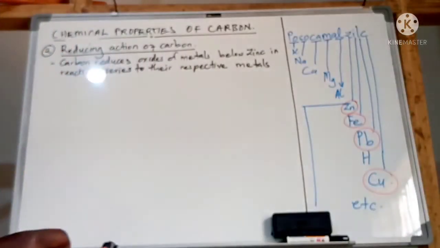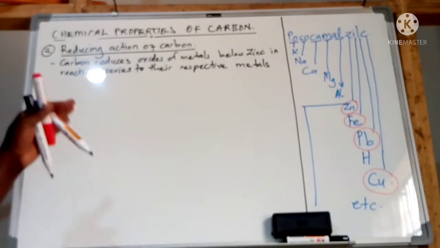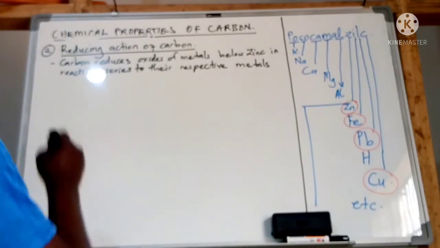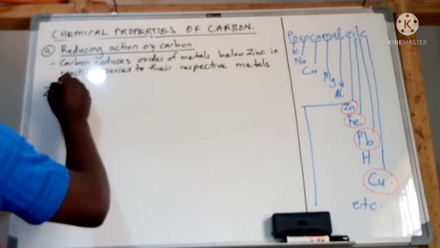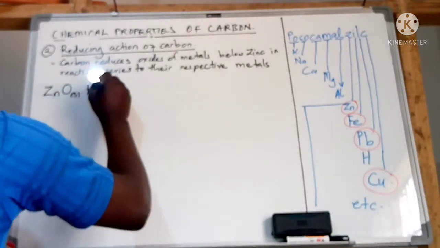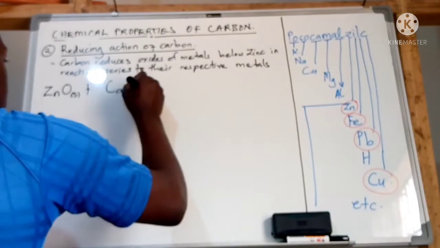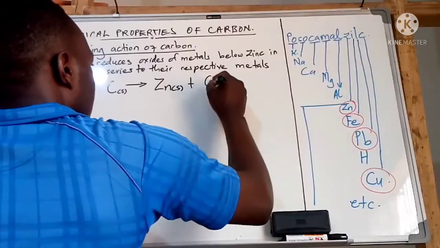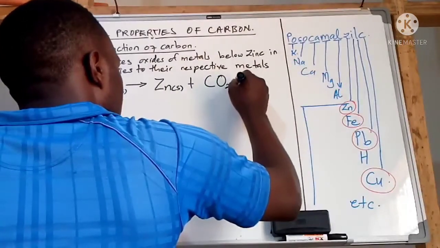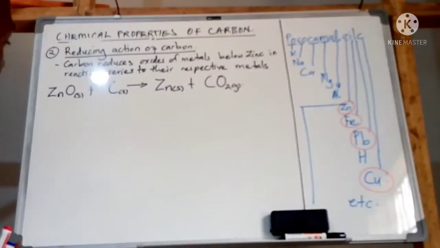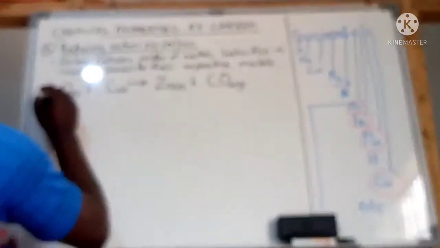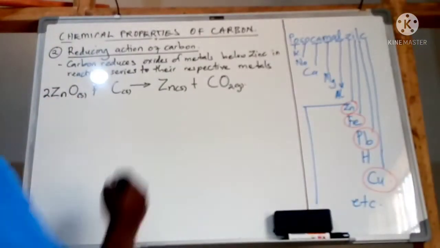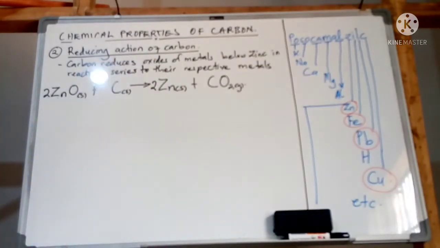How can those oxides be reduced by carbon? If I have zinc oxide, it can be reduced by carbon, and this will give us zinc plus carbon dioxide, which is a gas. To balance the equation, we multiply oxygen here by 2, because on this side it is 2. It makes zinc to be 2. That's why we are multiplying zinc by 2.